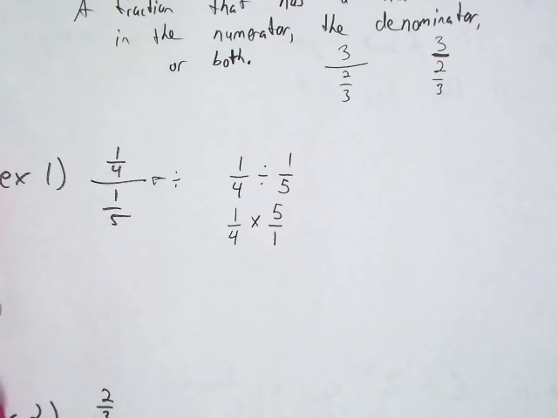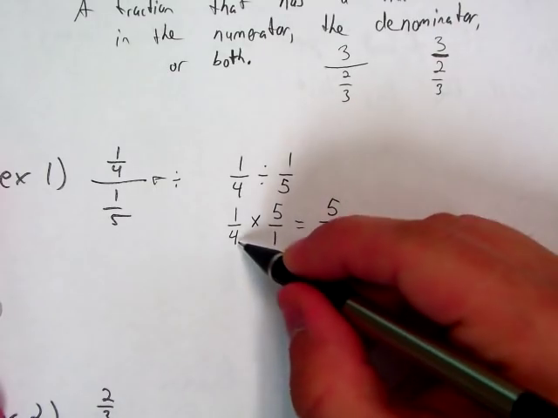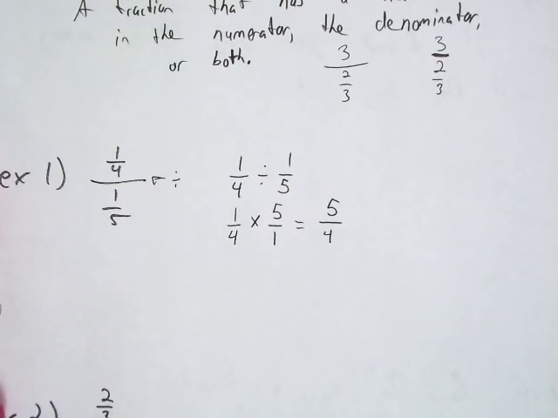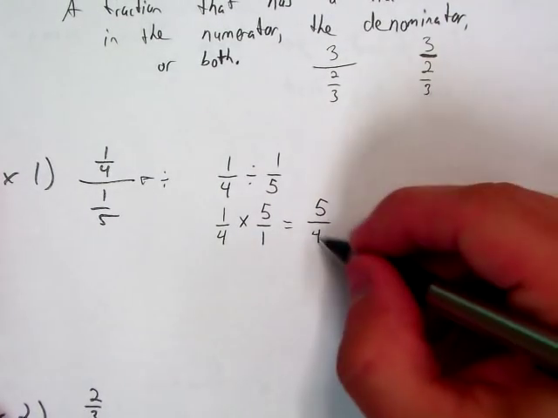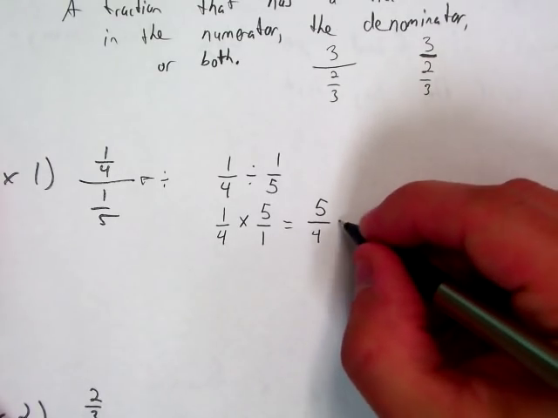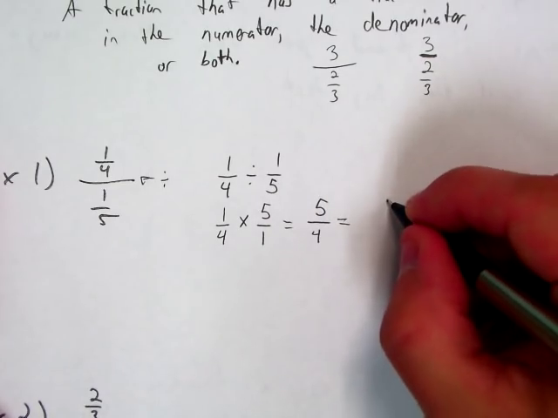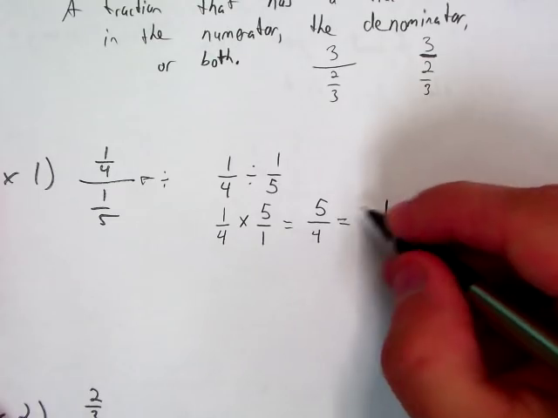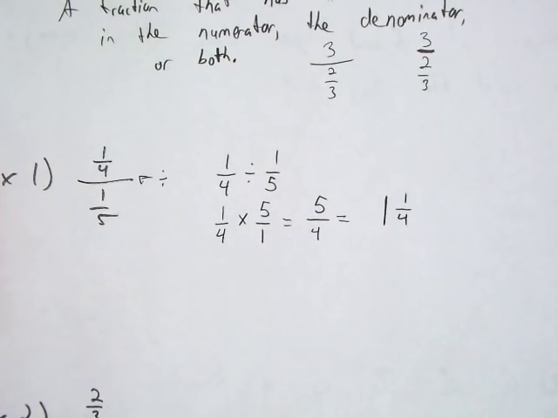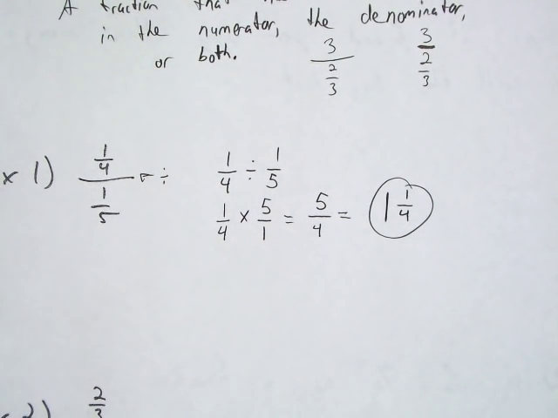Now I simply multiply the numerators, so 1 times 5 is 5. 4 times 1 is 4. And then my last step, of course, is to simplify. So this is an improper fraction. I don't like improper fractions. So I'm going to try to change this to a mixed number. So I can take 1/4 out of 5. And if I take a 4 out of 5, I'm left with just 1 out of 4. So 1/4 divided by 1/5 is 1 1/4.